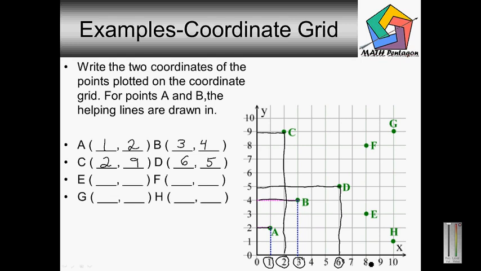For E, the x-axis for E would be 8. It lines up, so we go up. Our x-axis is 8. Let's put that for E. And our y-axis for E is 3. So our y-axis would be 3. Our x-axis is 8 for E, and our y-axis for E is 3. Okay, F.